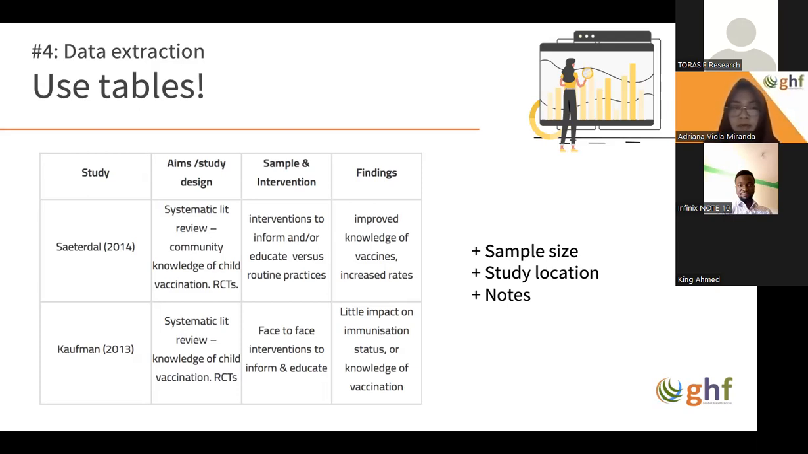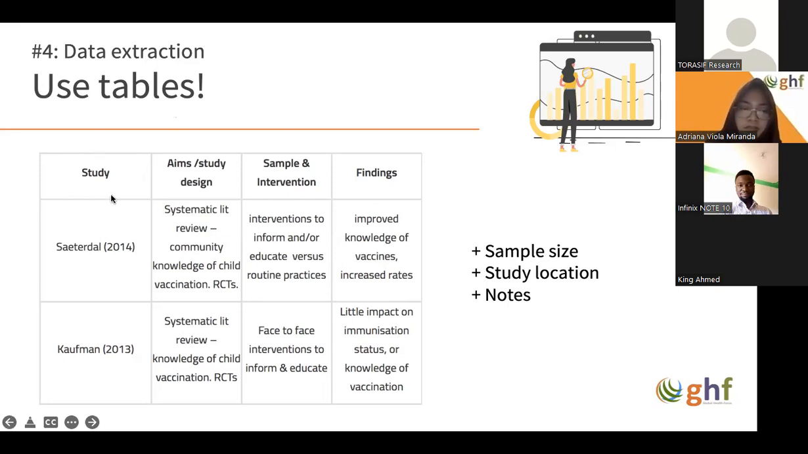While appraising the article, I also extract the data because it's faster that way. As with appraisal, I need to also read the article. And for data extraction, it's best to use tables because usually these tables are also included in your review article. And the tables I use are usually as follows.